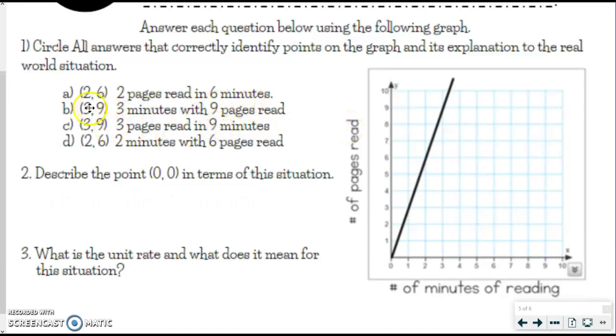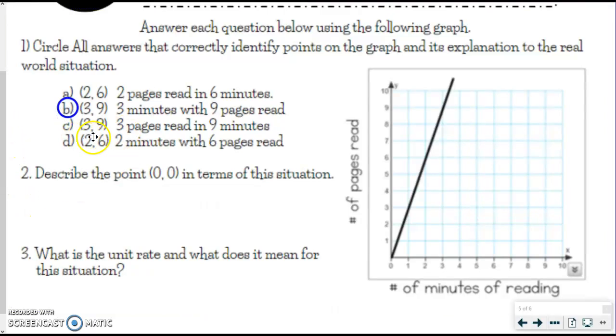Let's try B. It says 3, 9. Let's check if that's on there. So 3, 9. Yep, that would work. They're saying 3 minutes. Okay, good, because the x would be 3 minutes. And then going up, the 9 would represent pages because that's our y. So yep, B would work. 3 minutes with 9 pages read.